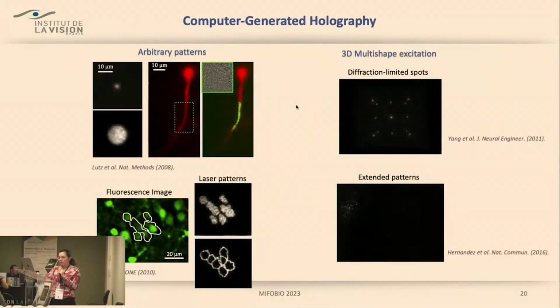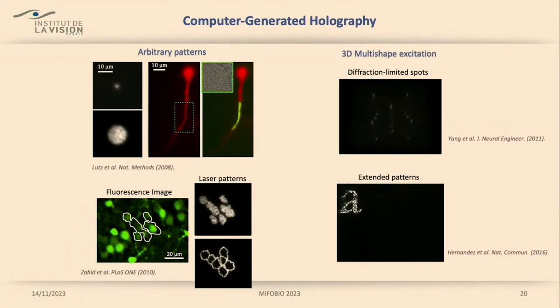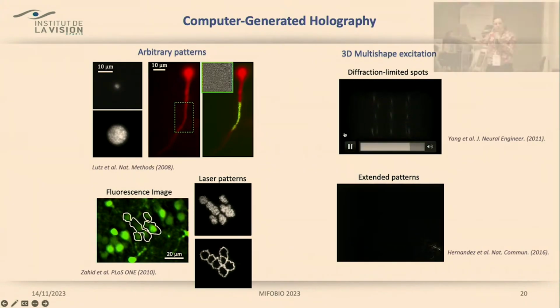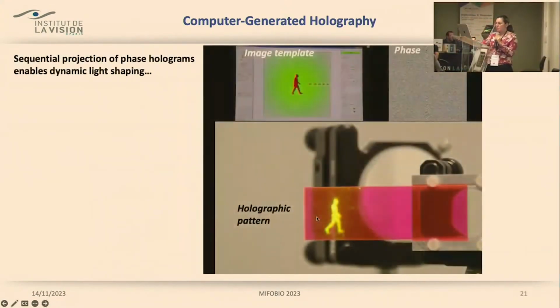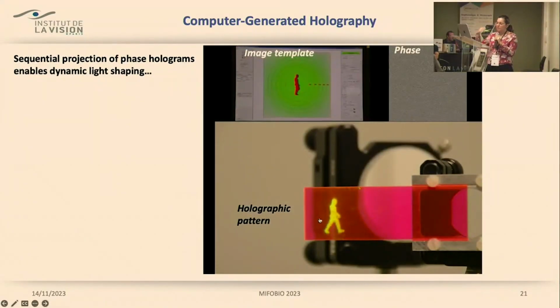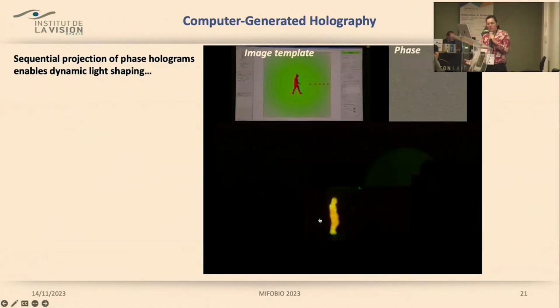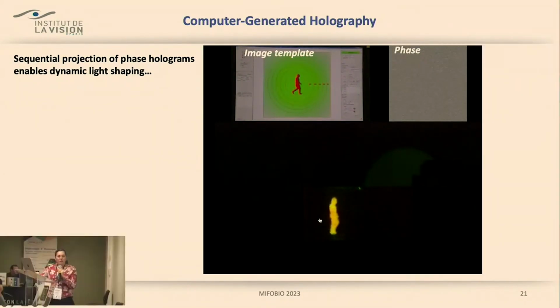And these are some examples of patterns that we have generated over all those years in the lab. So you can really match your excitation to the form of the neuron that you wish. Or even project, I don't know if you can see with the light, project patterns in 3 dimensions, or even generate sequential projection of phase patterns and generate dynamic holograms.